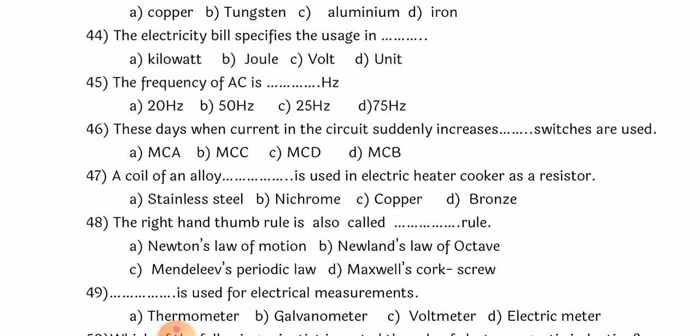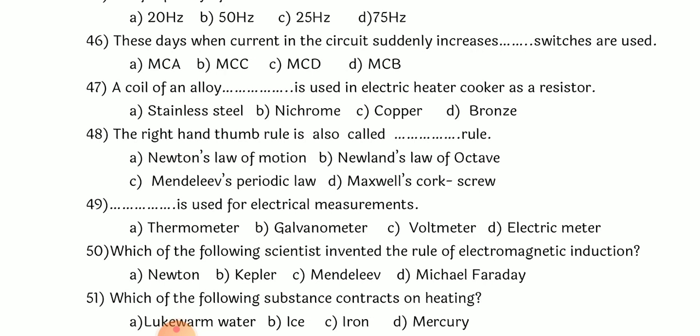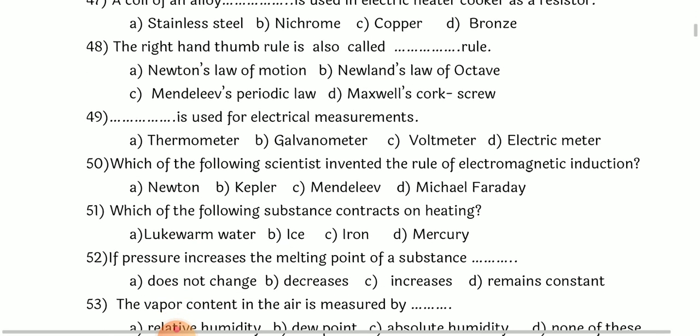Correct. 47, a coil of an alloy dash is used in electric heater and cooker as a resistor. That is nichrome, nickel, chromium and manganese. The right hand thumb rule is also called Maxwell's screw rule, that is option D.